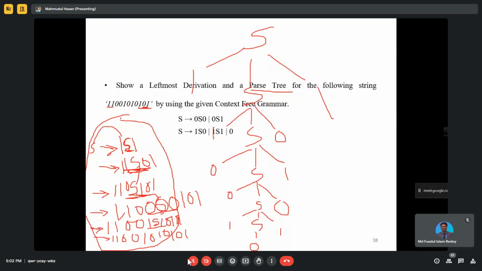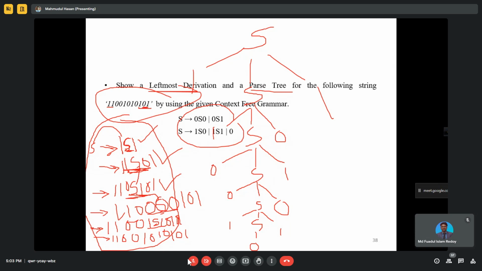Yes, it's me, sir, Shobuj. Sir, you are asking for leftmost derivation, but how can we do it with rightmost? Okay, look at each line: it has only one non-terminal. When you have only one non-terminal, leftmost and rightmost are the same. So for this grammar and this input string, the leftmost derivation and rightmost derivation are the same here.